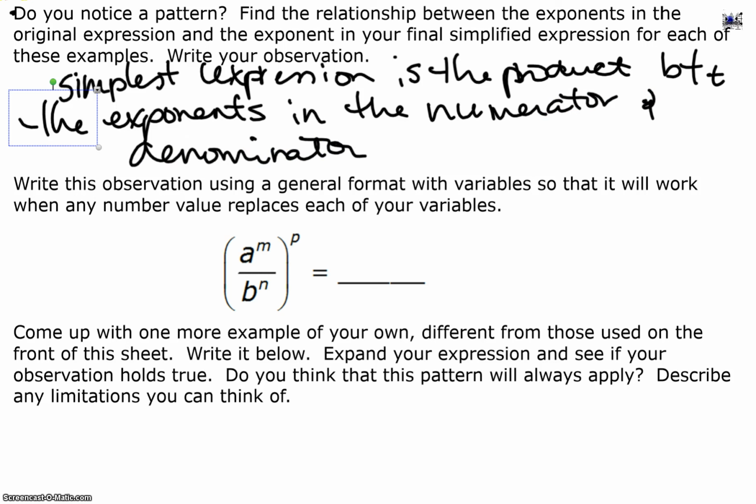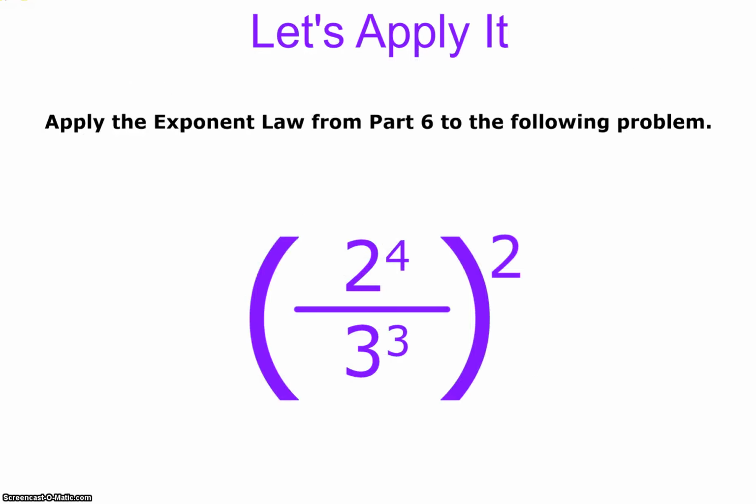So our rule would look like a^m times p divided by b^n times p. Again, you can write your own example if you want to. Now you need to go to your ISN, or you need to go to a sheet of paper to take notes on your examples.